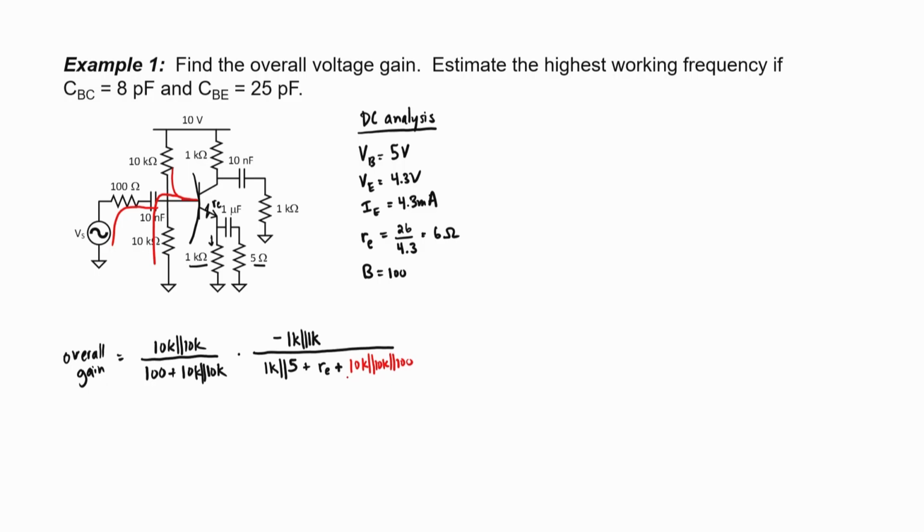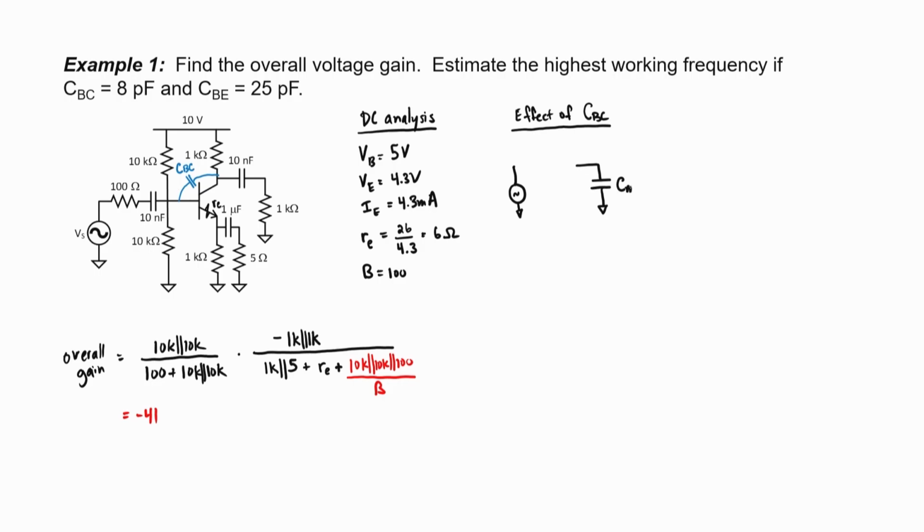And we're going to have to divide that by beta to use impedance reflection. Minus 41 is how that works out when you plug everything in. Let's clean up our drawing a little bit and analyze the high frequency performance. We'll start with CBC, the base collector parasitic capacitance. I'm now going to redraw the input side of the circuit and convert CBC into the Miller capacitance.